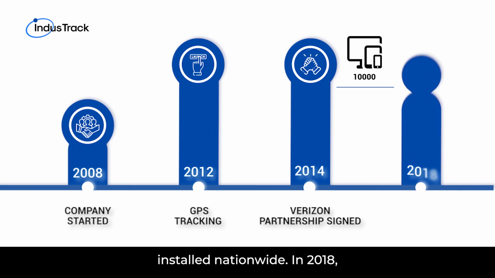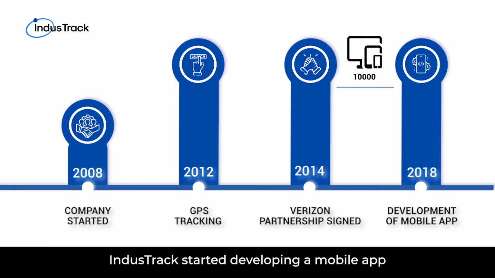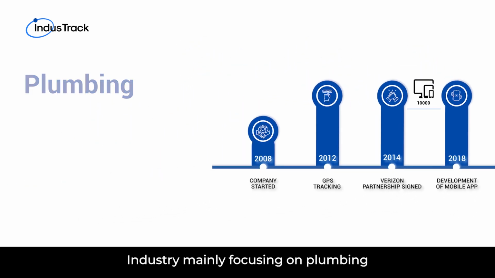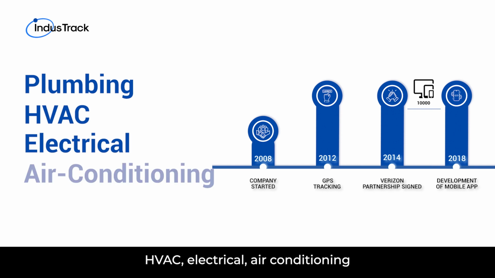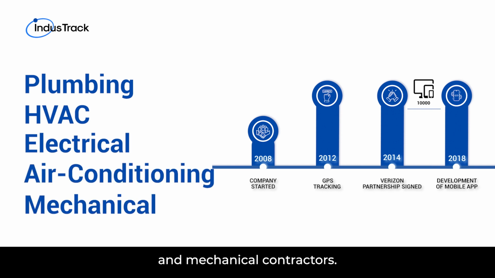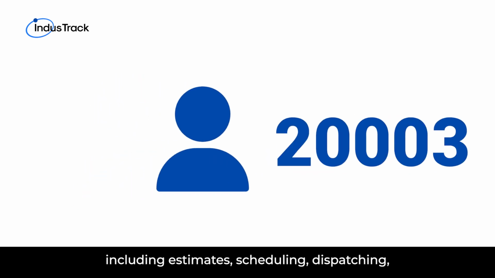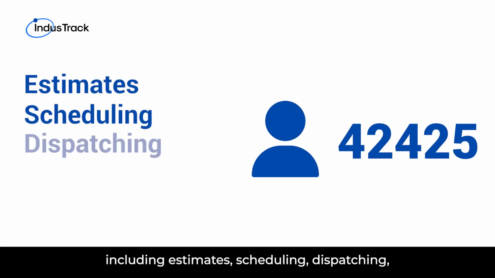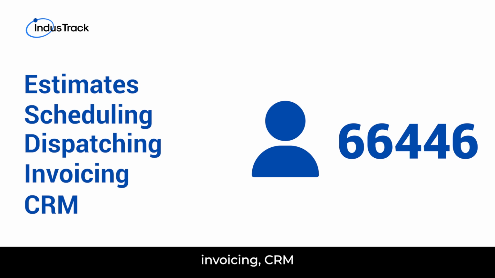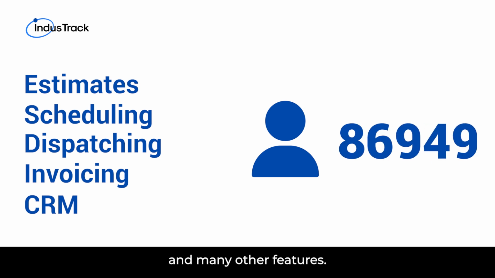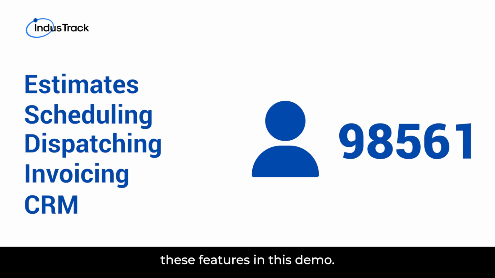In 2018, Industrack started developing a mobile app and new ERP platform for the service contractors industry, mainly focusing on plumbing, HVAC, electrical, air conditioning, and mechanical contractors. Now, we have thousands of users on our integrated platform, including estimates, scheduling, dispatching, invoicing, CRM, and many other features. We will be showing you these features in this demo.